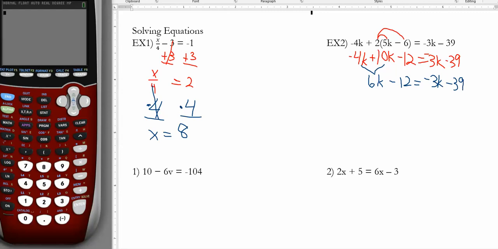Do we see a variable on both sides? Yes, we do. And here I usually suggest getting rid of or eliminating the smallest one. So instead of minus 3k, let's add 3k. That way I have a positive k coefficient. So 9k minus 12 is negative 39.